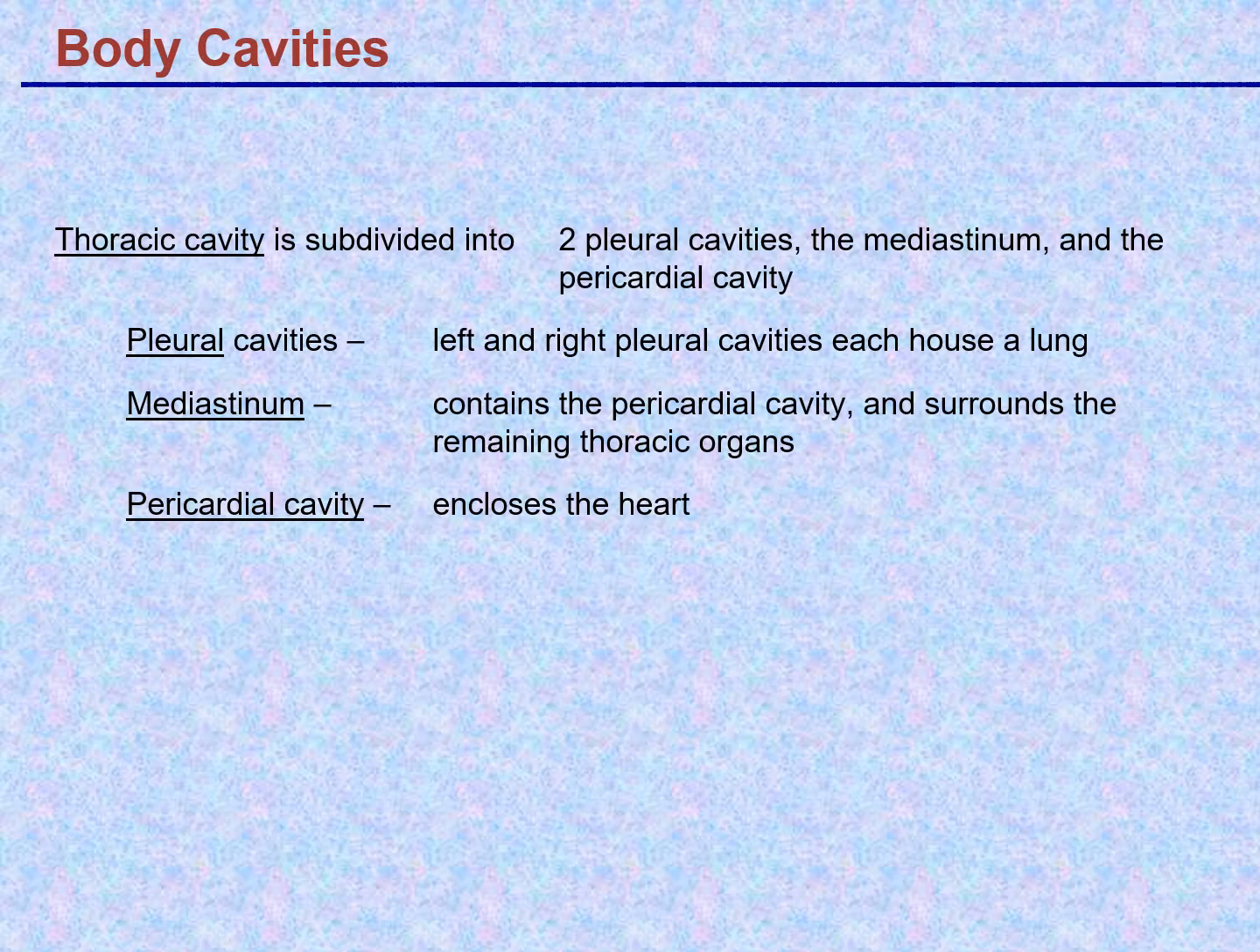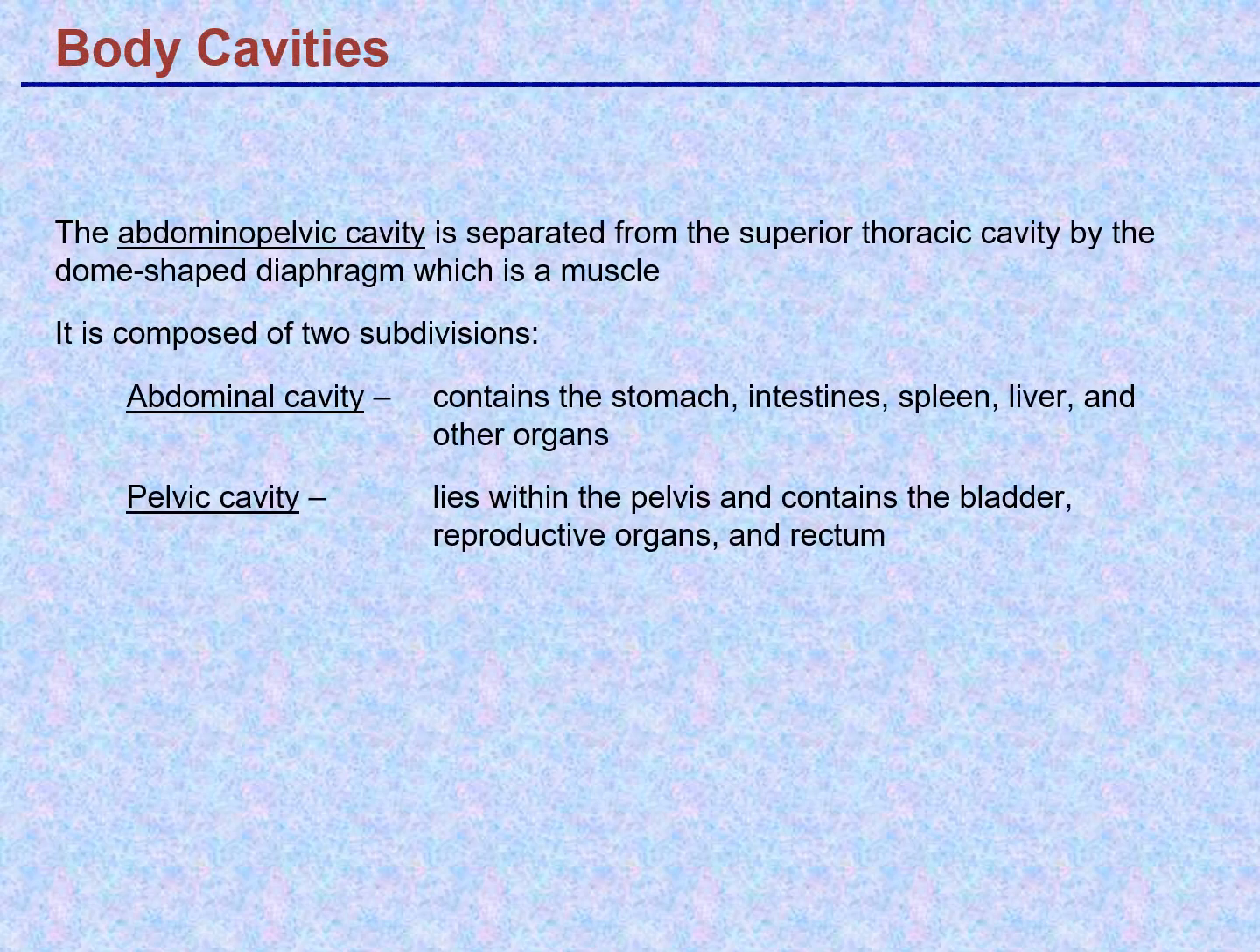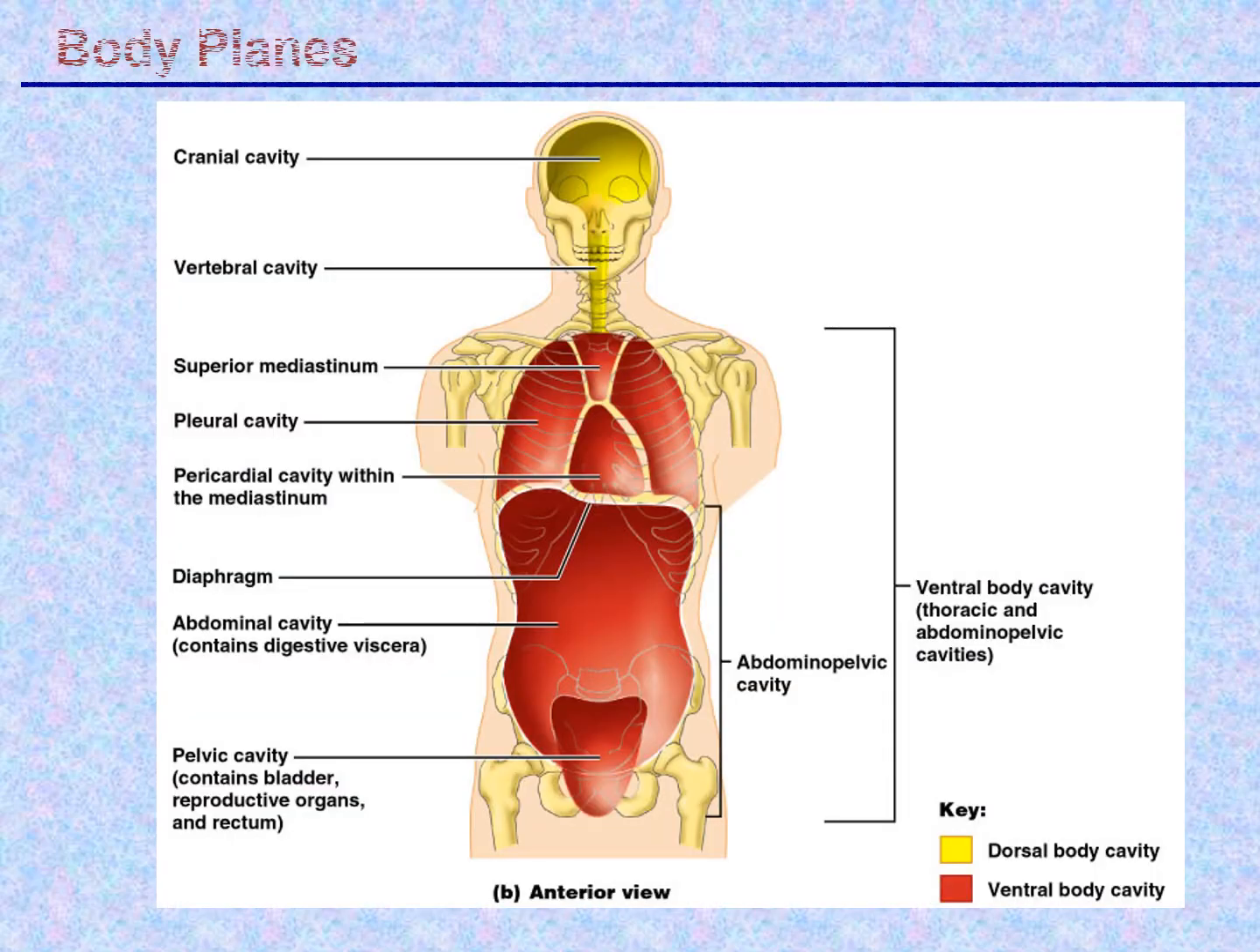Let's move on. As I said, the thoracic cavity can be further subdivided into two pleural cavities, right and left, the mediastinum, and the pericardial cavity. The abdominal pelvic cavity is further subdivided into the abdominal cavity and the pelvic cavity. And here you see it's marked body planes. I'm not sure why, it shouldn't be. That's a mistake there. Let's just cross that out. These are cavities, not planes.